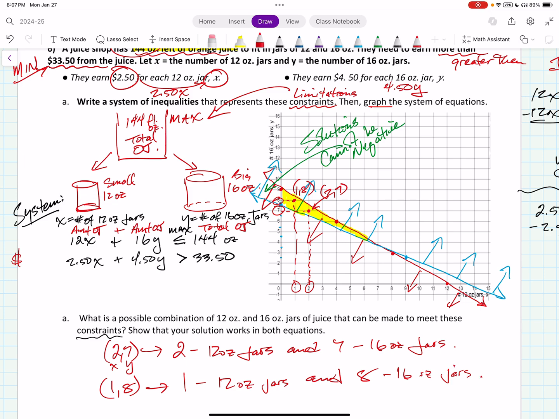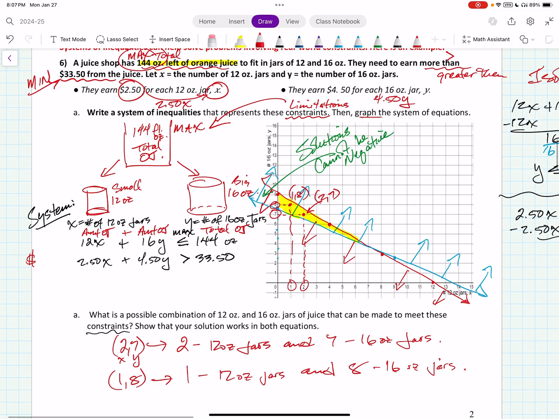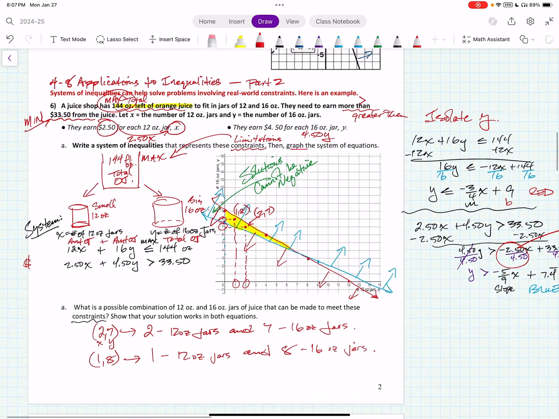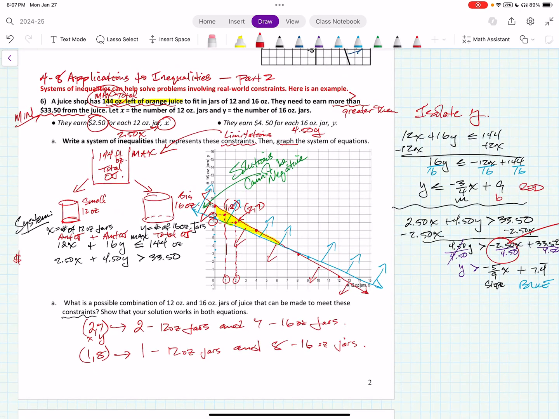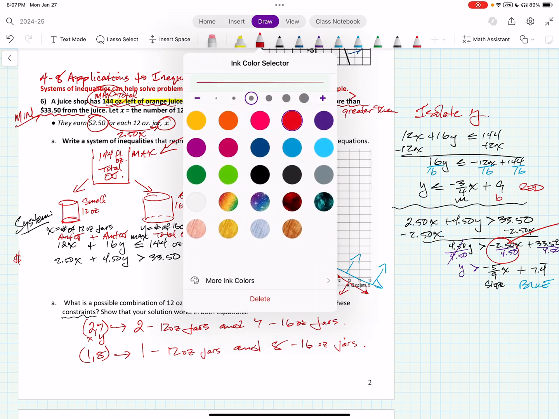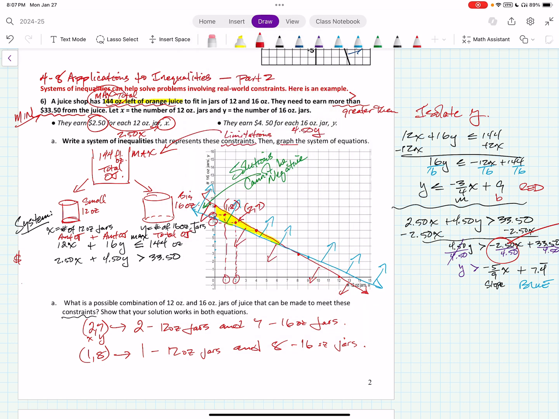There we go. And that, my friends, is what you are going to be expected to do when you problem solve on the exam. First of all, you have to be able to interpret it as a system. That's a big step. So step one, set up a system. Step two, solve for y in each. Step three, graph. And step four, interpret. Here we go, let's write down the steps.